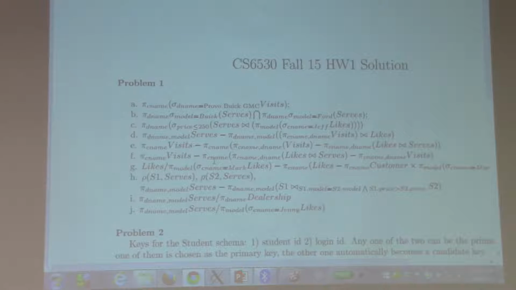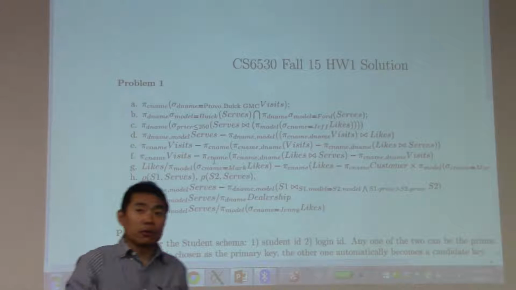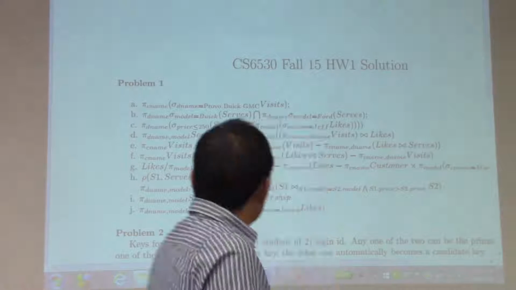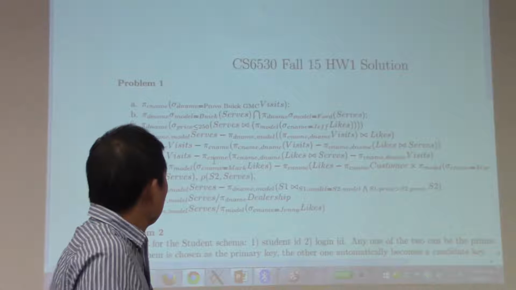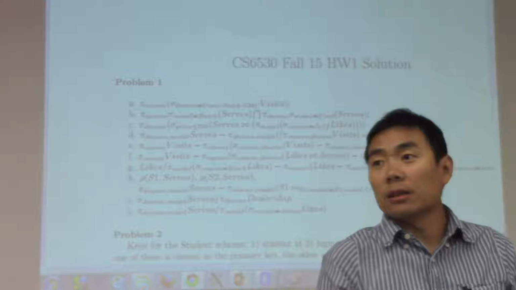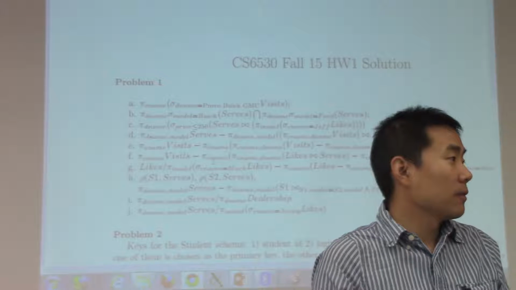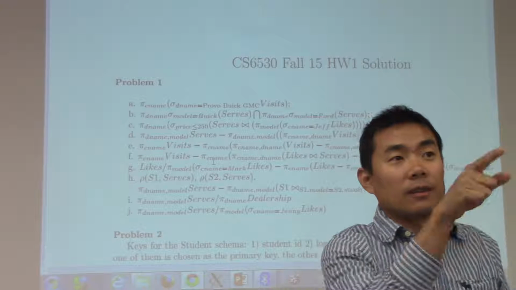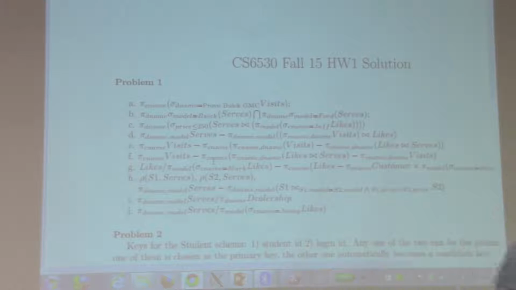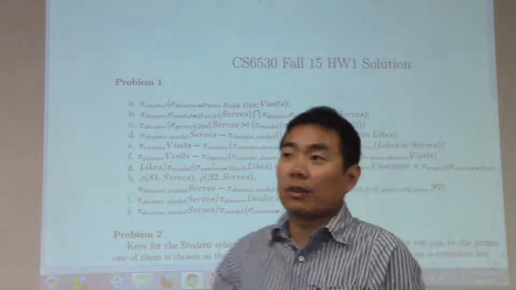Then you join that with likes. And then you project out the customer and model. What does it give you? You project out the dealership and model. What does it give you? Can someone tell me? It gives all the models that are liked by customers who visit a dealership. Okay, Charlie is right. Let me try to rephrase what he has just said.